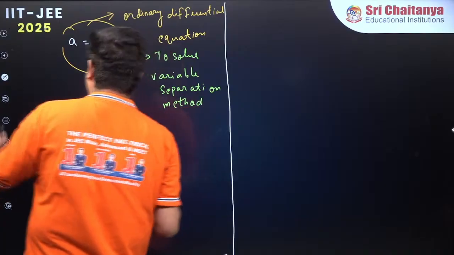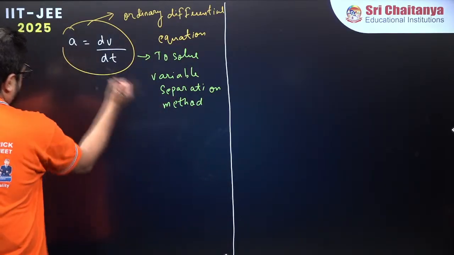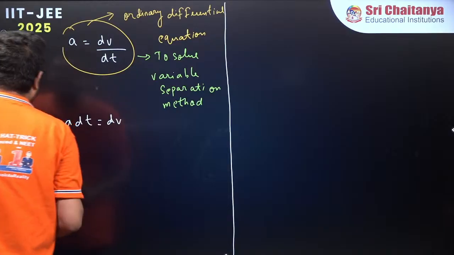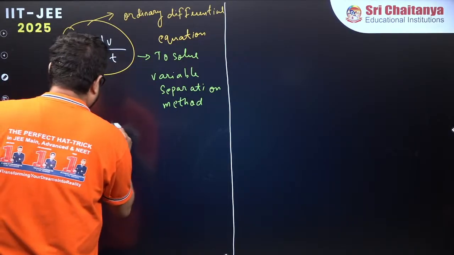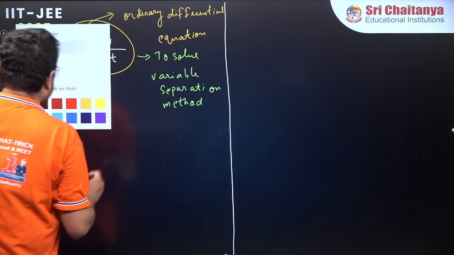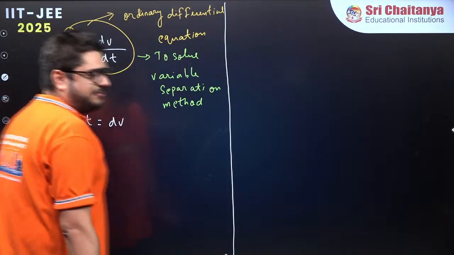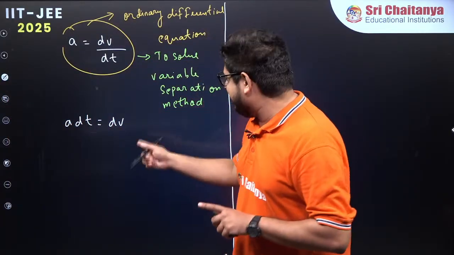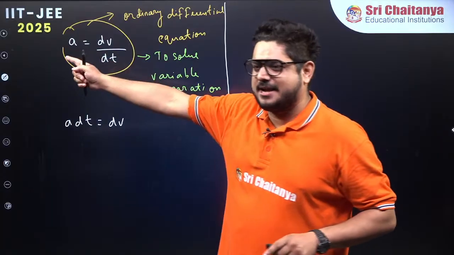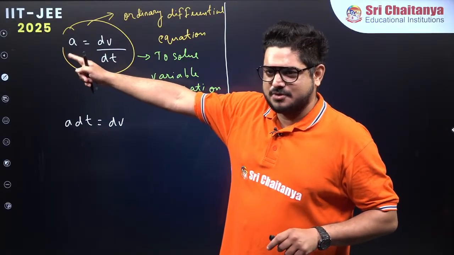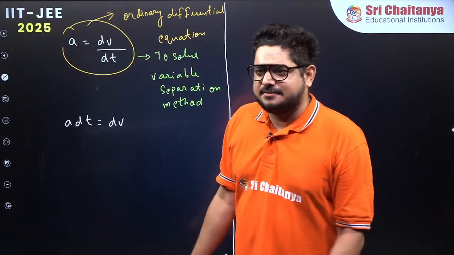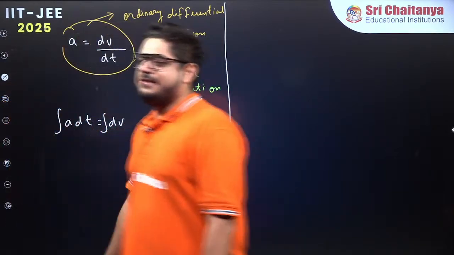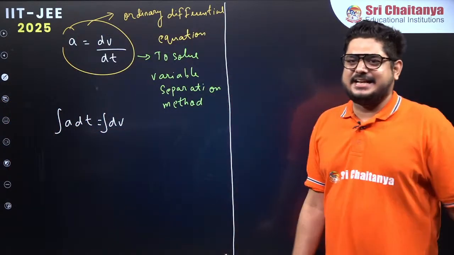Let's try to understand. What I will do is cross multiply this. A dt is equal to dv. A dt is going to be equivalent to dv. Clear, everyone? This is how the variable separation method is done: A dt is equal to dv after cross multiplying. If yes, give me a thumbs up. Okay, so now what needs to be done? We need to integrate it on both sides, everyone.